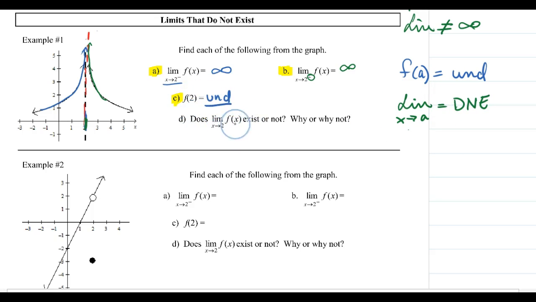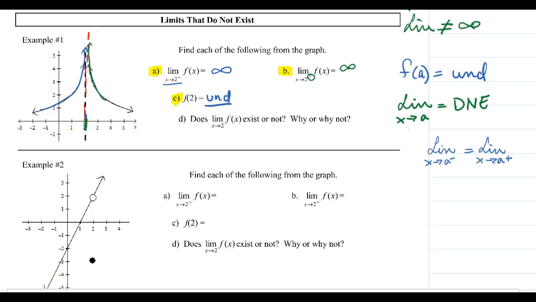For D, it asks, does the limit, this is a two-sided limit, as x approaches 2 exist? Or does it not? And why? So remembering my two steps to check for a limit existence, does the left limit, little shorthand here, equal the right limit?